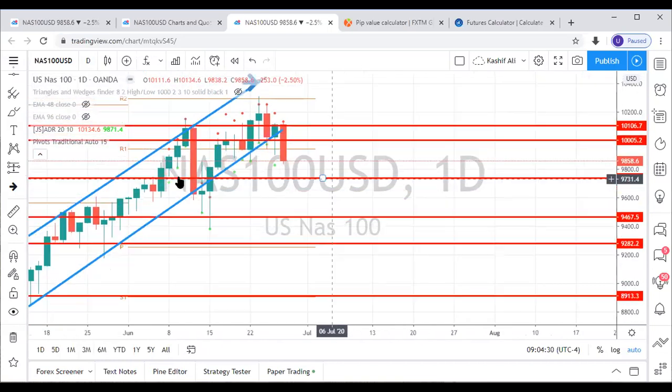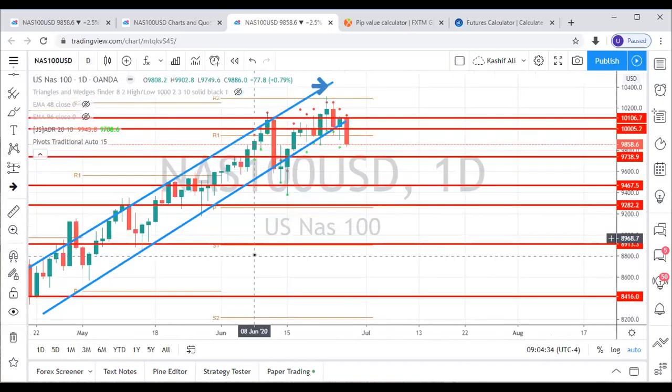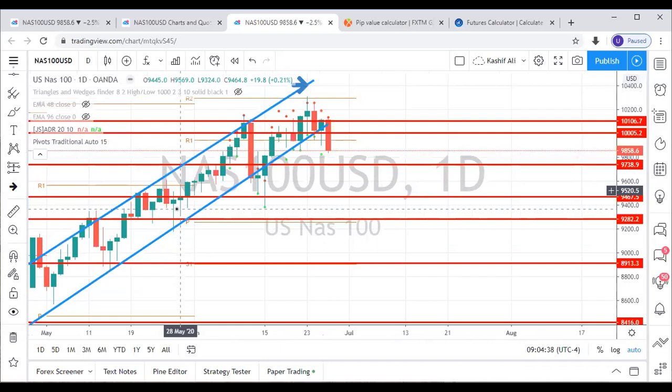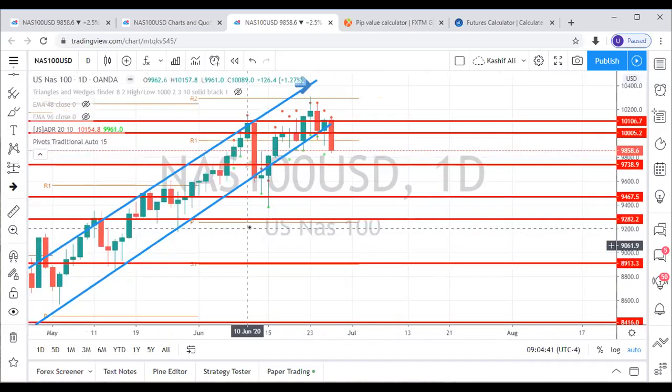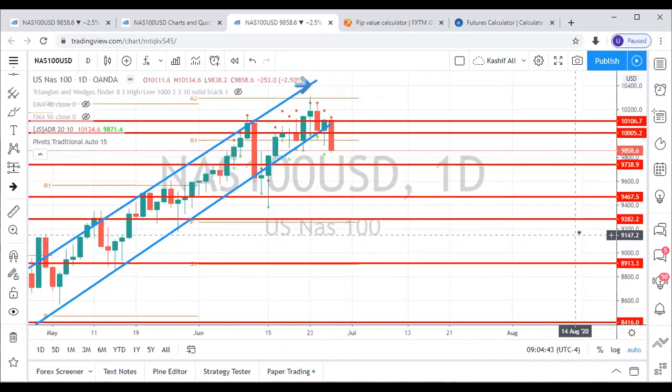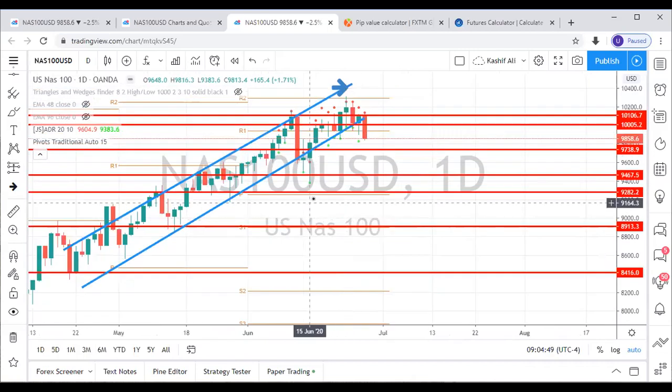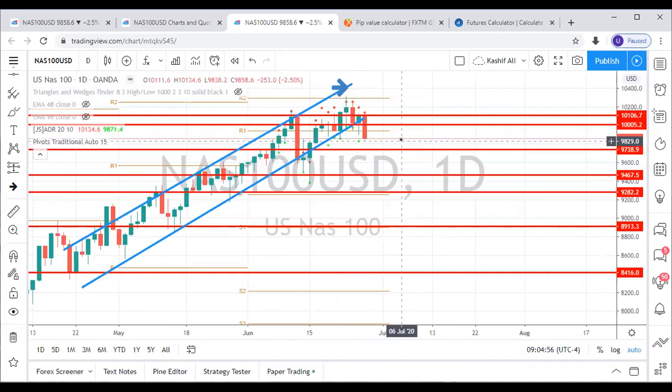So the R1 was support here, and the next pivot level is coming here. Let me see, this is R1. Oh yeah, the pivot level is at 9282, and if it does not hold, then it's going down. Remember, 9282 is the pivot level. But I don't think it will happen, because there is more stimulus coming from the US. Fundamental reason, it will go into a buy.